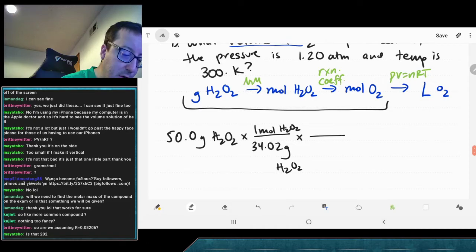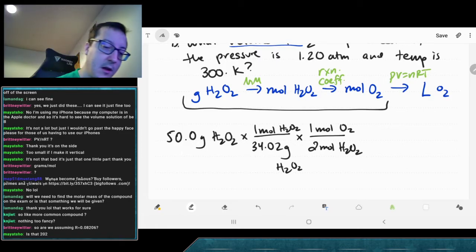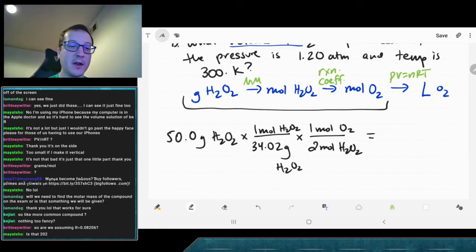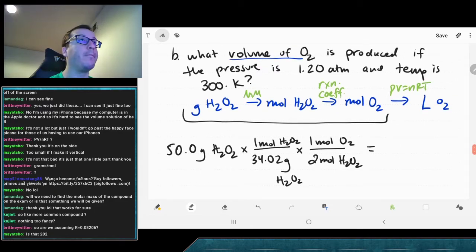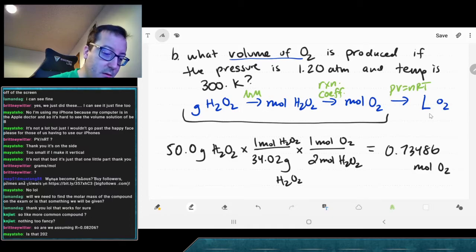We had our reaction coefficients. Okay, so all that part was exactly the same as before. So let's go ahead and see what our moles is going to be, and then we can plug that into our ideal gas law. So 50 divided by 34.02 divided by 2. So this is 0.73486 moles of oxygen. Looks like we have 3 sig figs, so we'll just remember that.